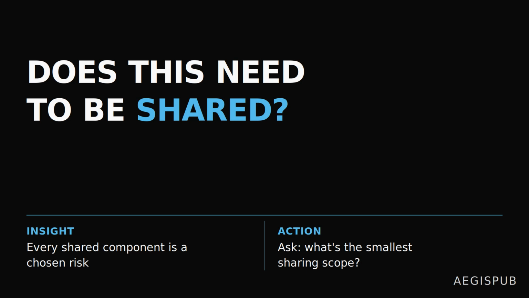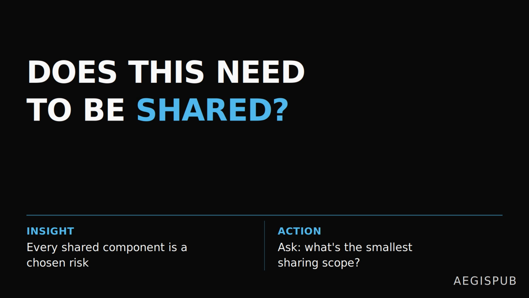The question it demands you ask about every design decision is this: does this component need to be shared, or does it need to serve one user, one process, or one tenant in isolation? And when sharing is genuinely necessary, what is the smallest scope of sharing that still delivers the required function?